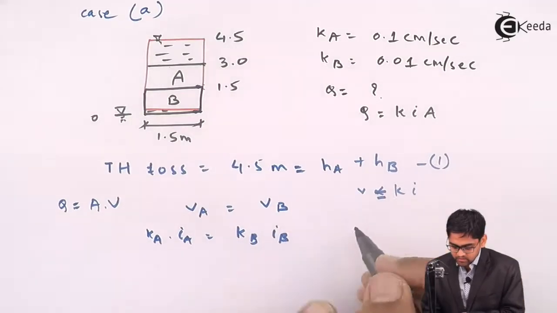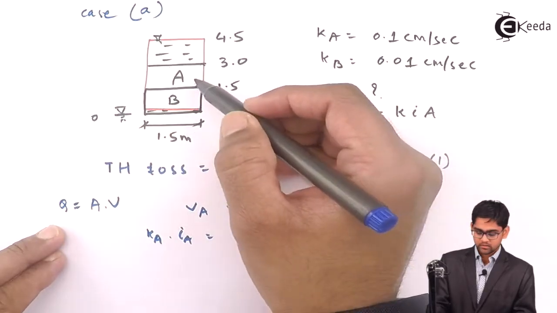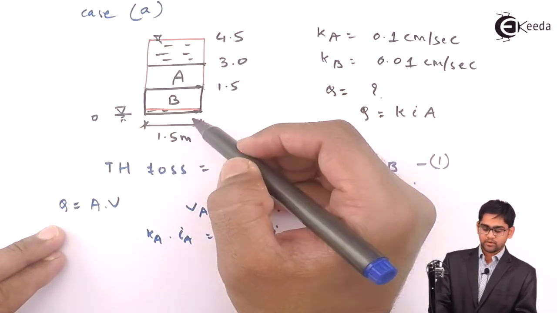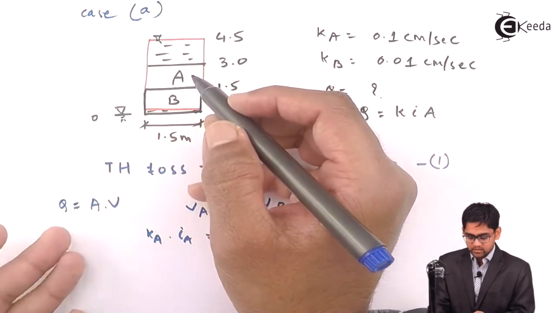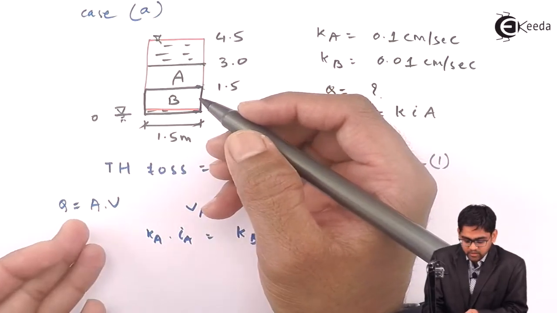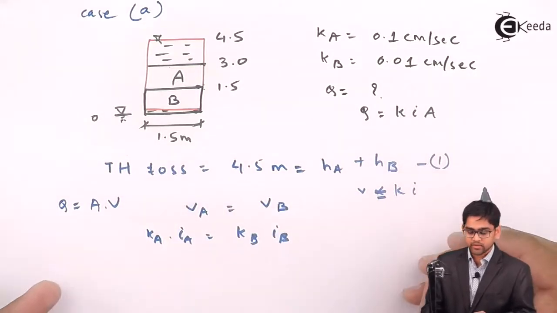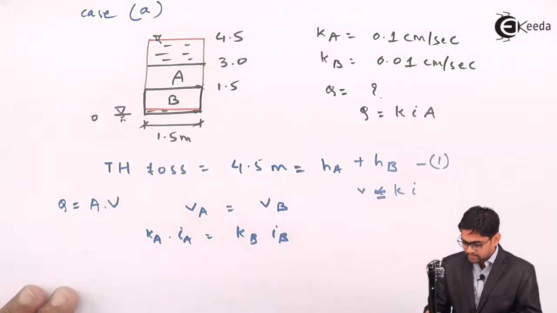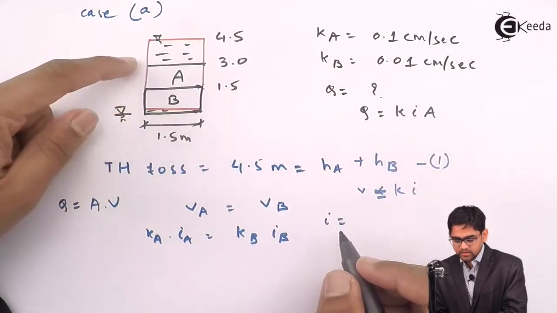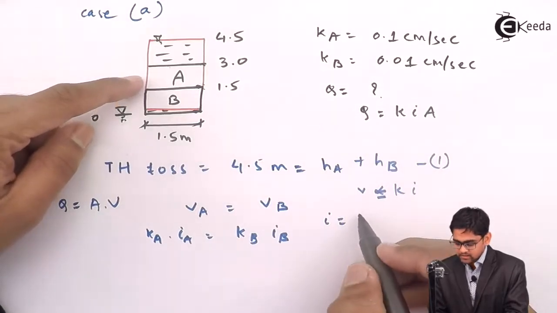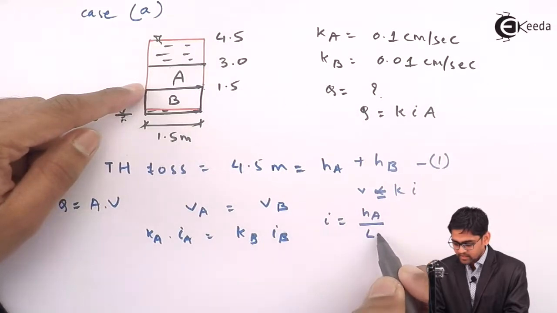I'll again repeat what I have done. The discharge which is occurring through soil A and soil B will remain the same because the area is the same, and since the discharge has to be the same, the velocity will remain constant. Since the velocity is remaining constant, I place the velocity in terms of the coefficient of permeability K and the hydraulic gradient i. The hydraulic gradient i for soil A is defined as head lost for soil A divided by length of soil A, LA.